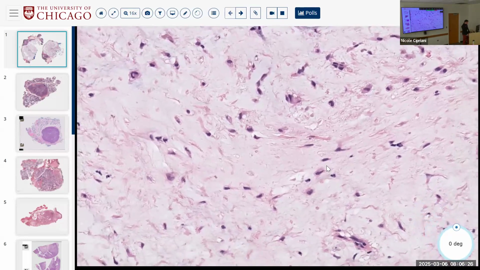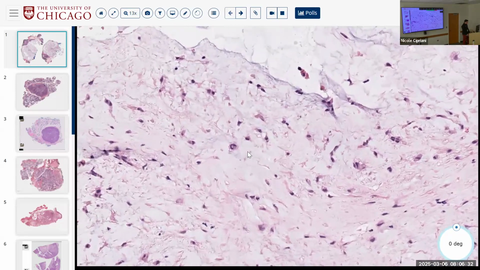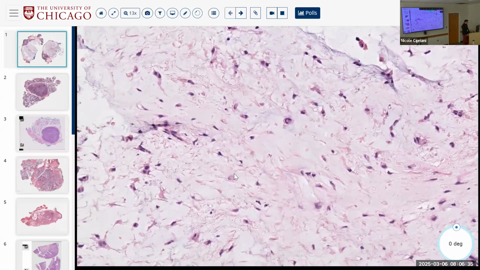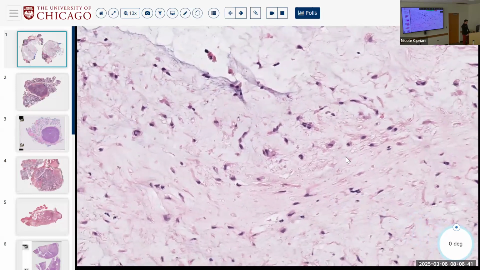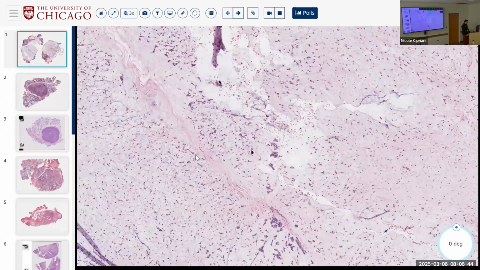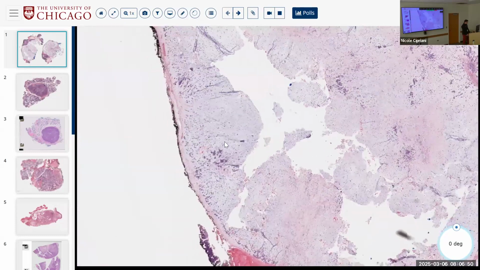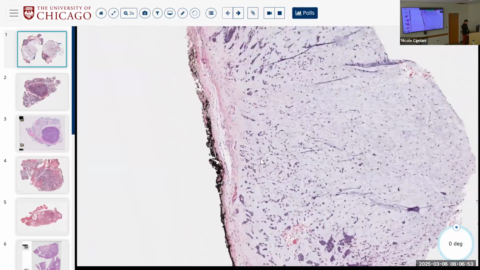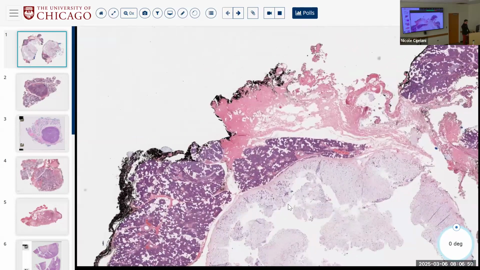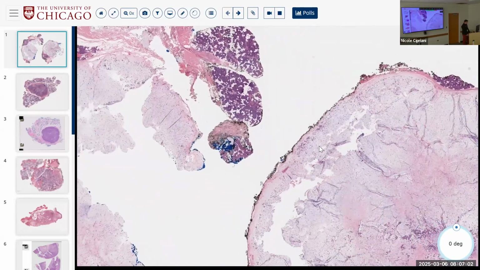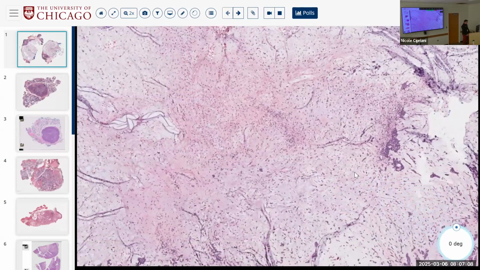Cells kind of not uniform. I want to say this is probably a PA. In that case, we want to make sure they got it all. Right. I don't really see a good cartilaginous component. Right. Although I don't need that. No.